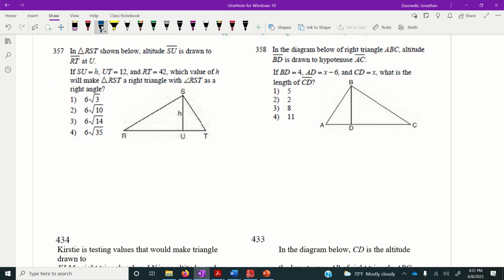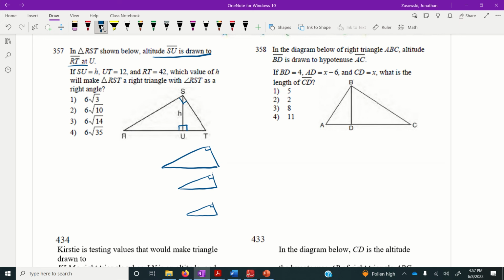So 357. Once again, we have the altitude drawn to RT, which is the hypotenuse. So we started with a right triangle, okay? We know that because it talked about the fact that altitude SU is drawn and that RST was a right triangle. Now because we made an altitude, this is automatically going to become a right angle down here at U. So we're going to draw three triangles that look like RST here. We're going to draw a big triangle with a right angle up top. We're going to draw a little smaller version of that with a right angle still up top. And then a little smaller version of that with the right angle still in the same spot.